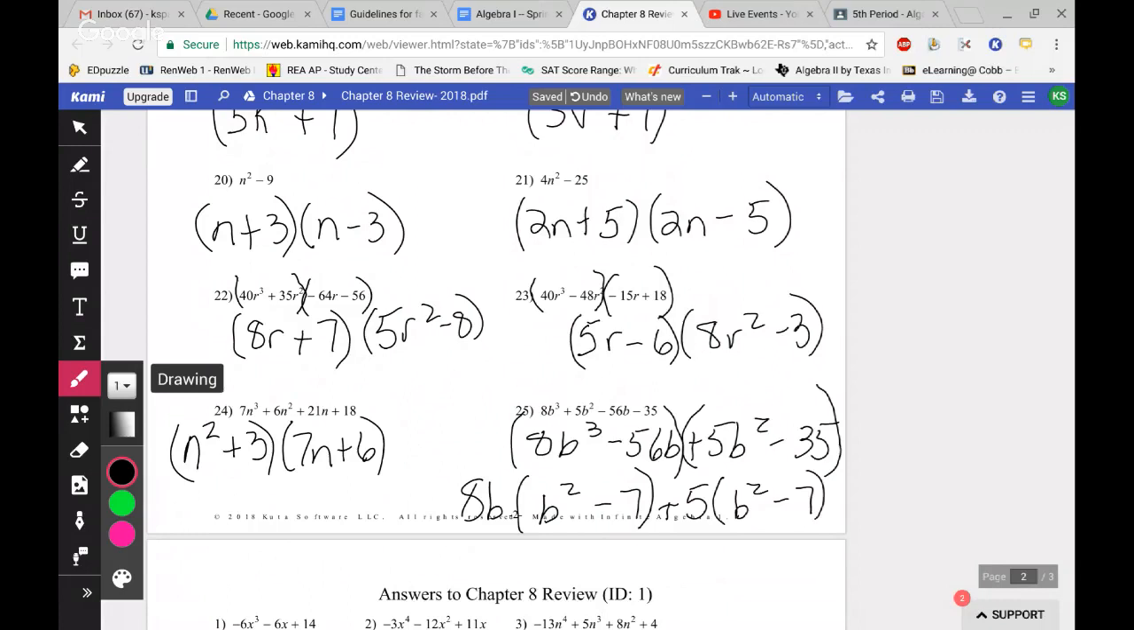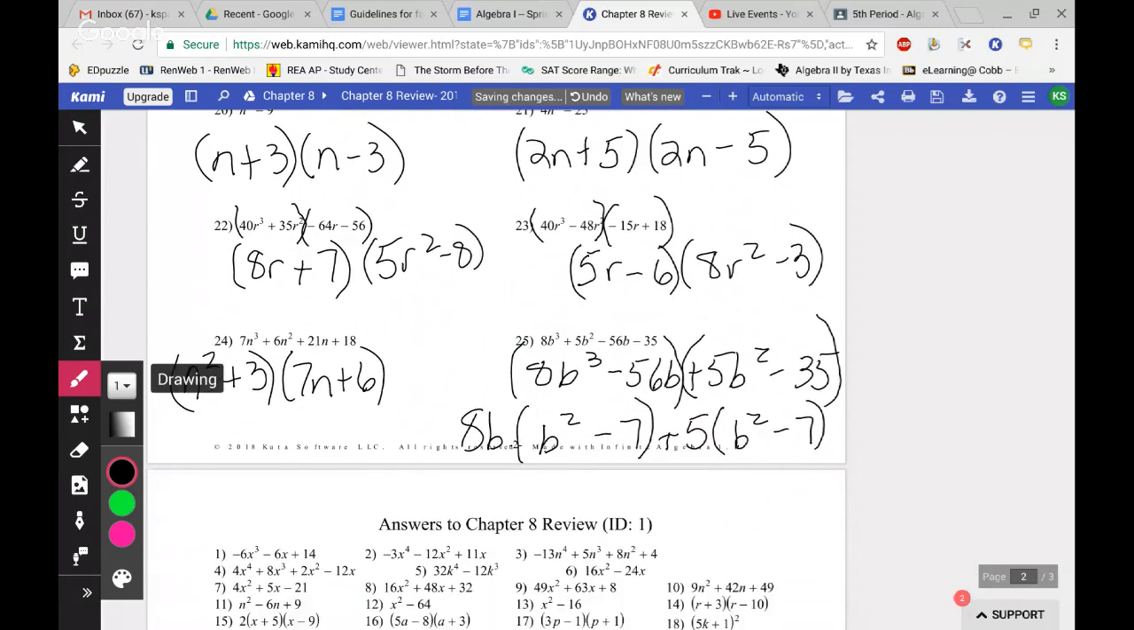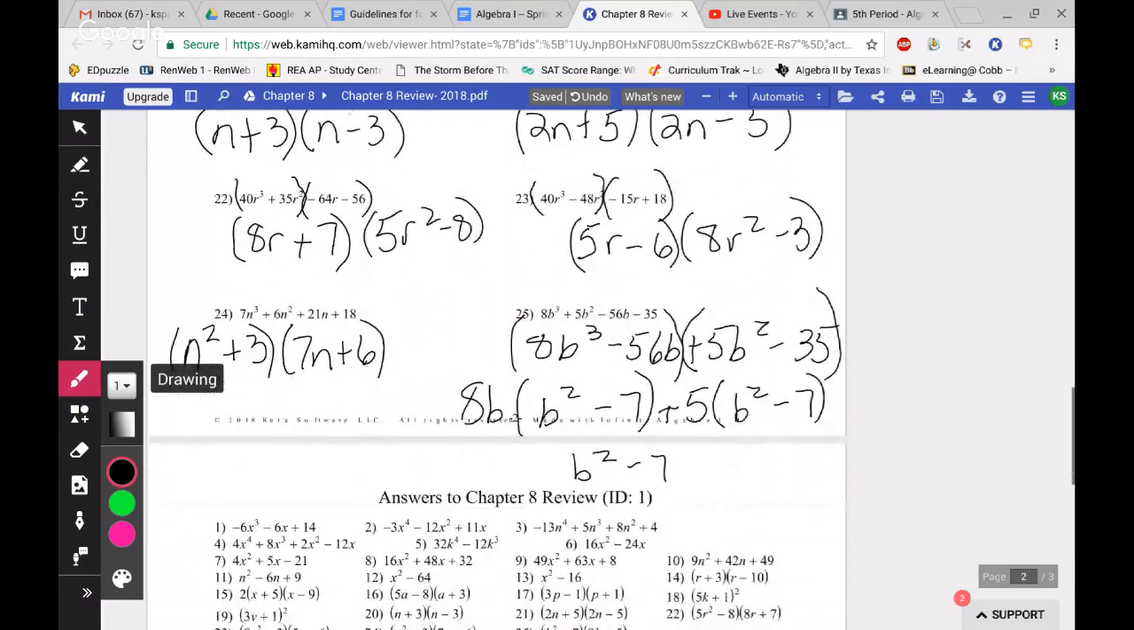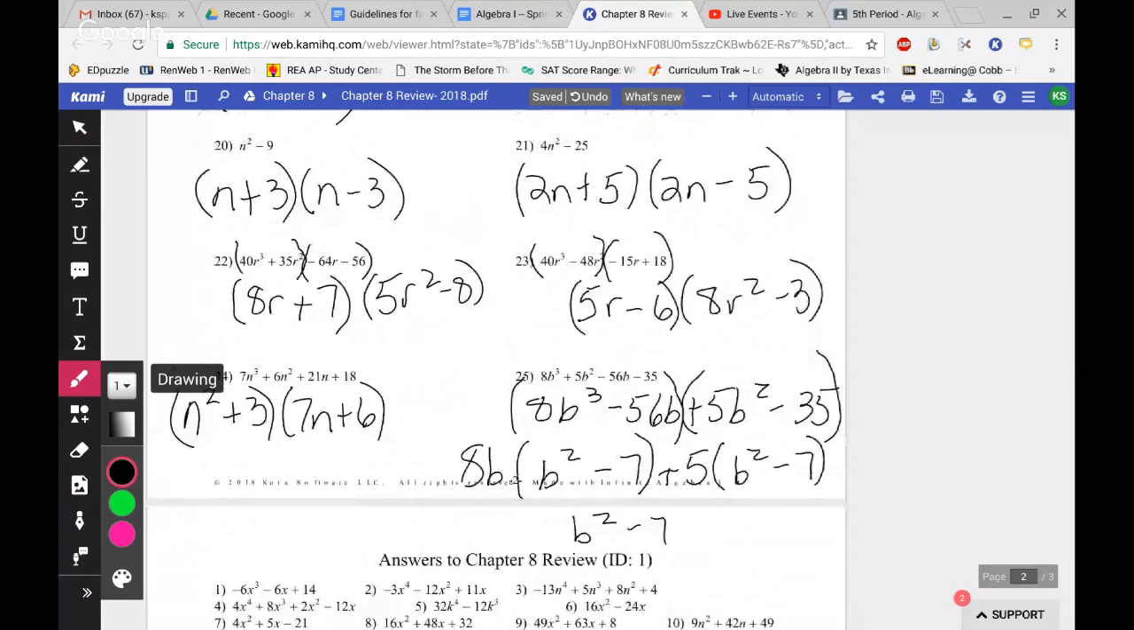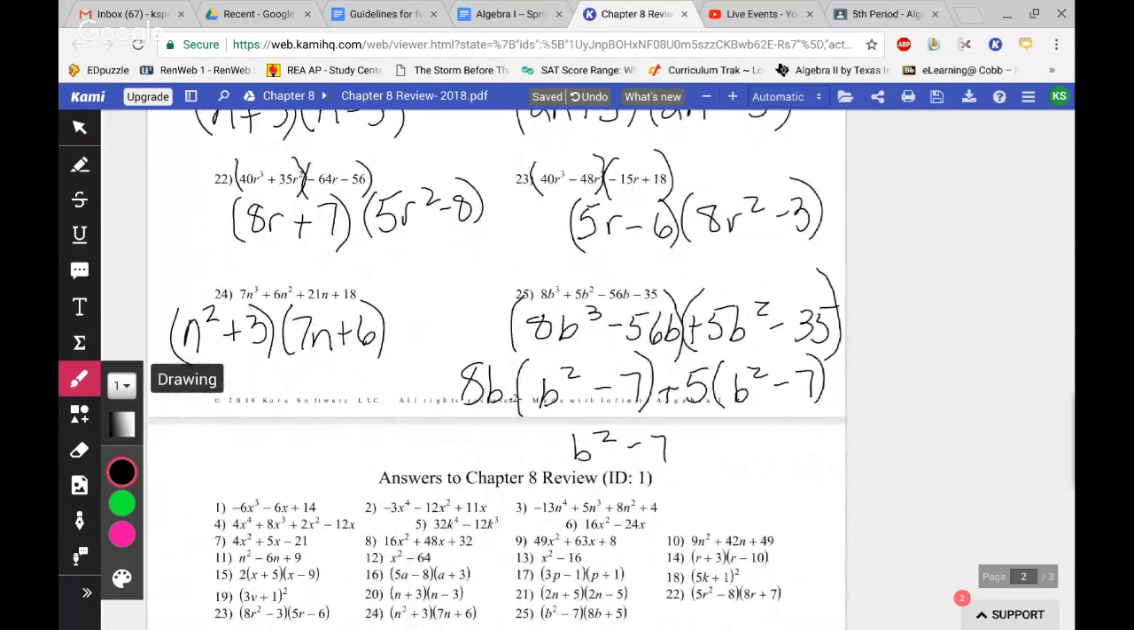So they have in common the b squared minus 7. And then 8b plus 5 is what is left. So that's your answer.